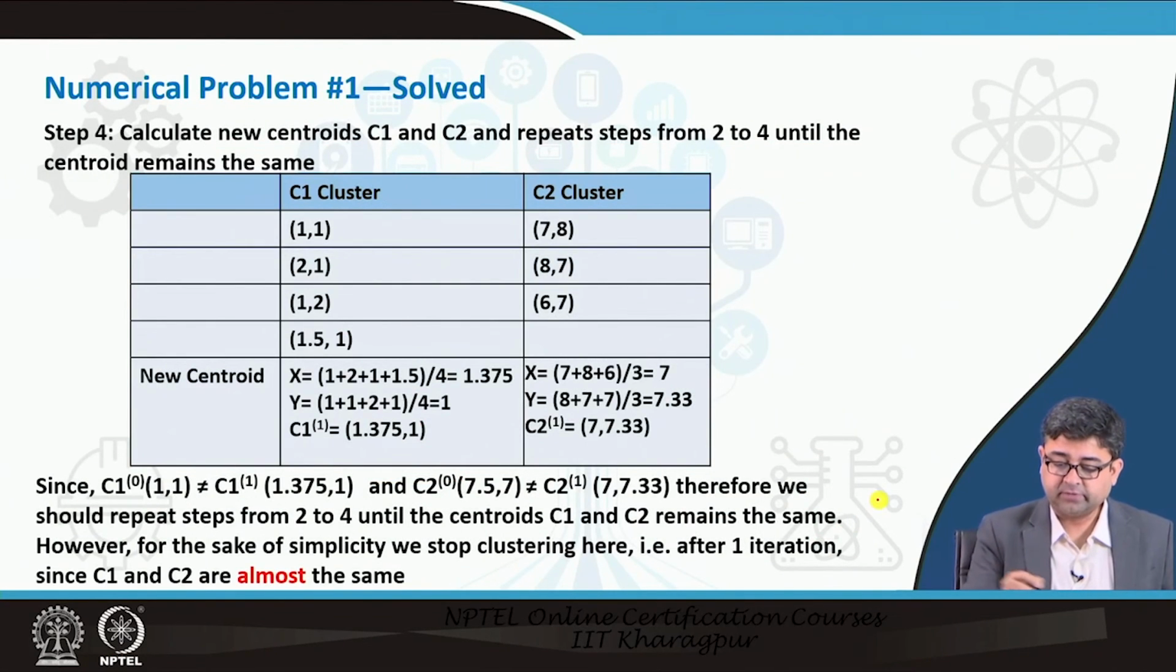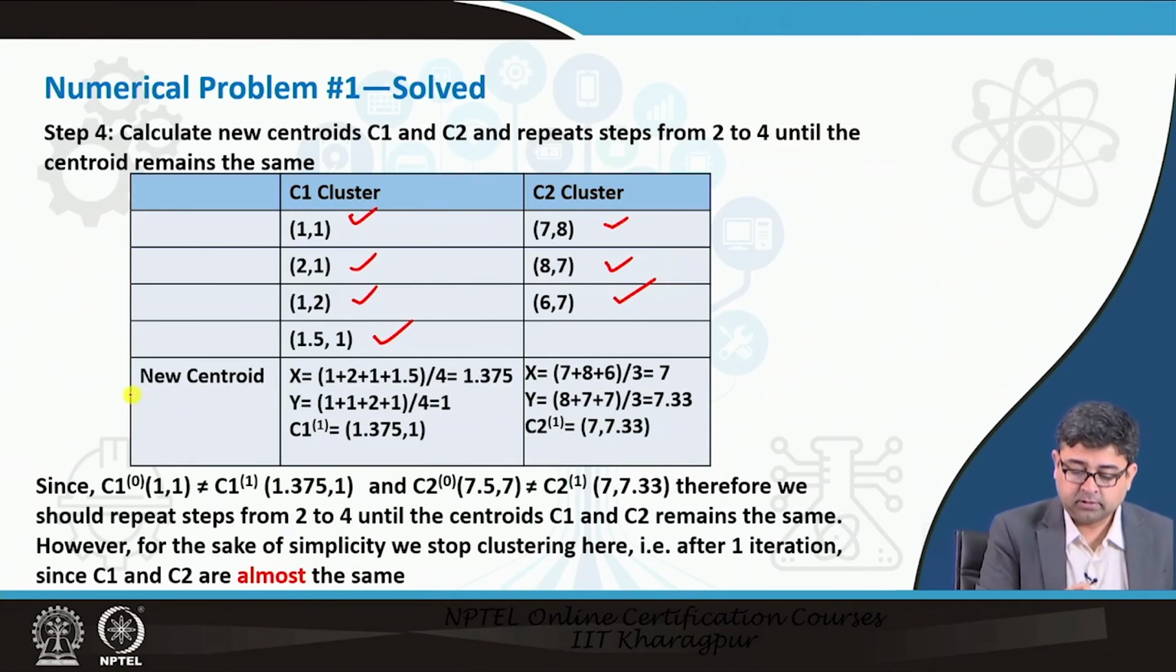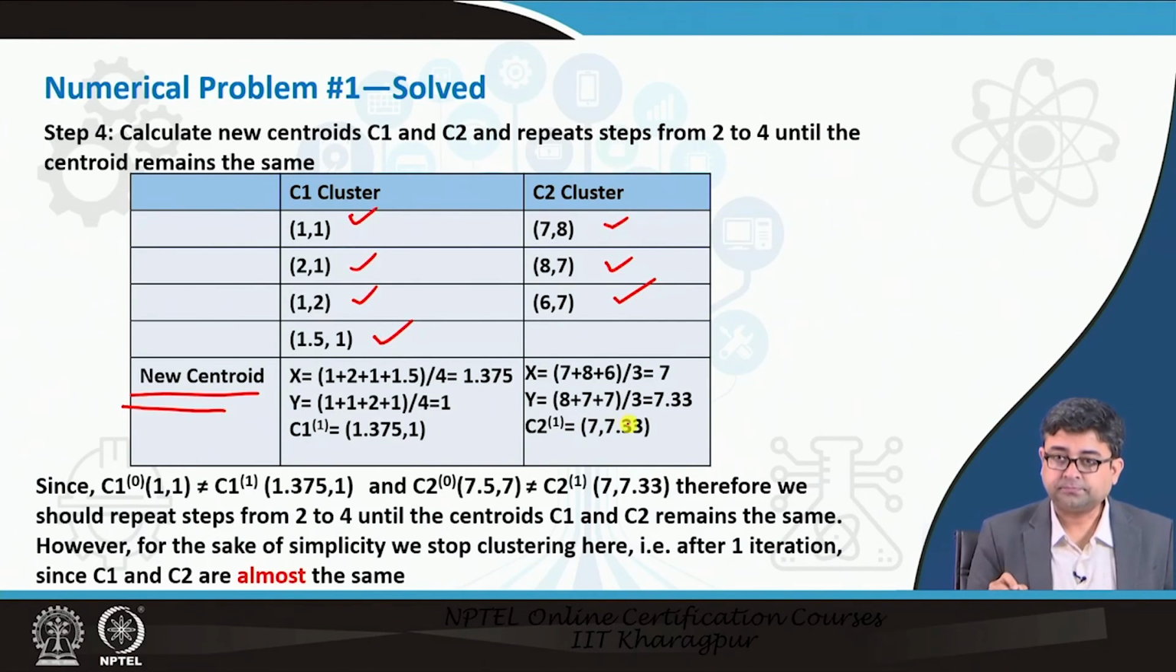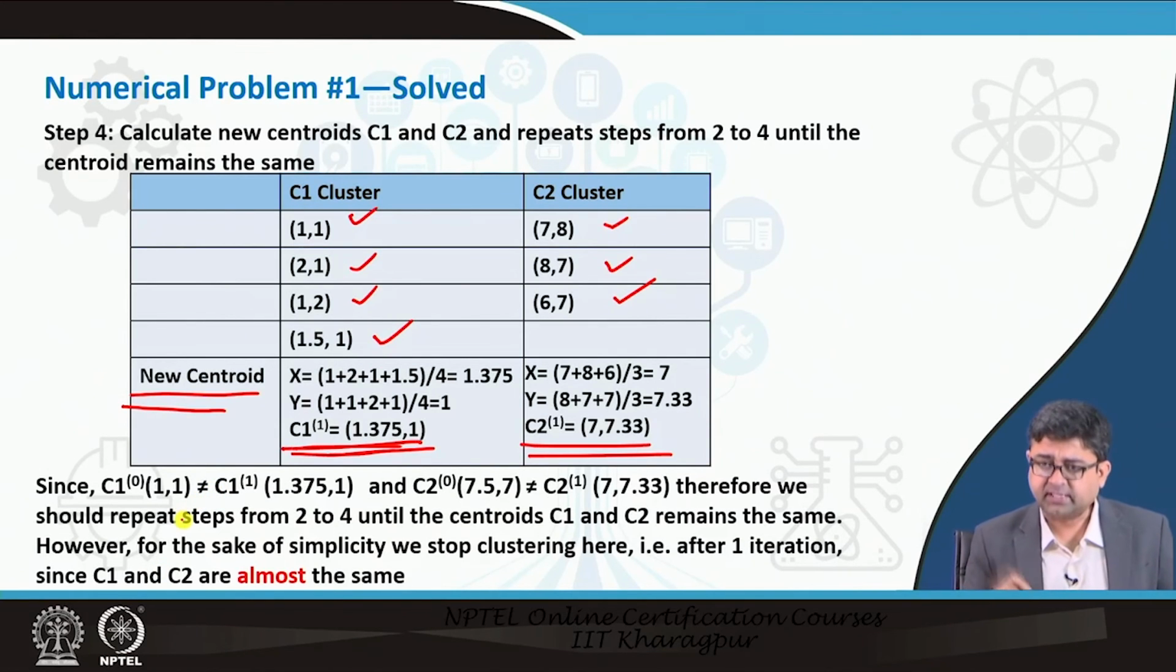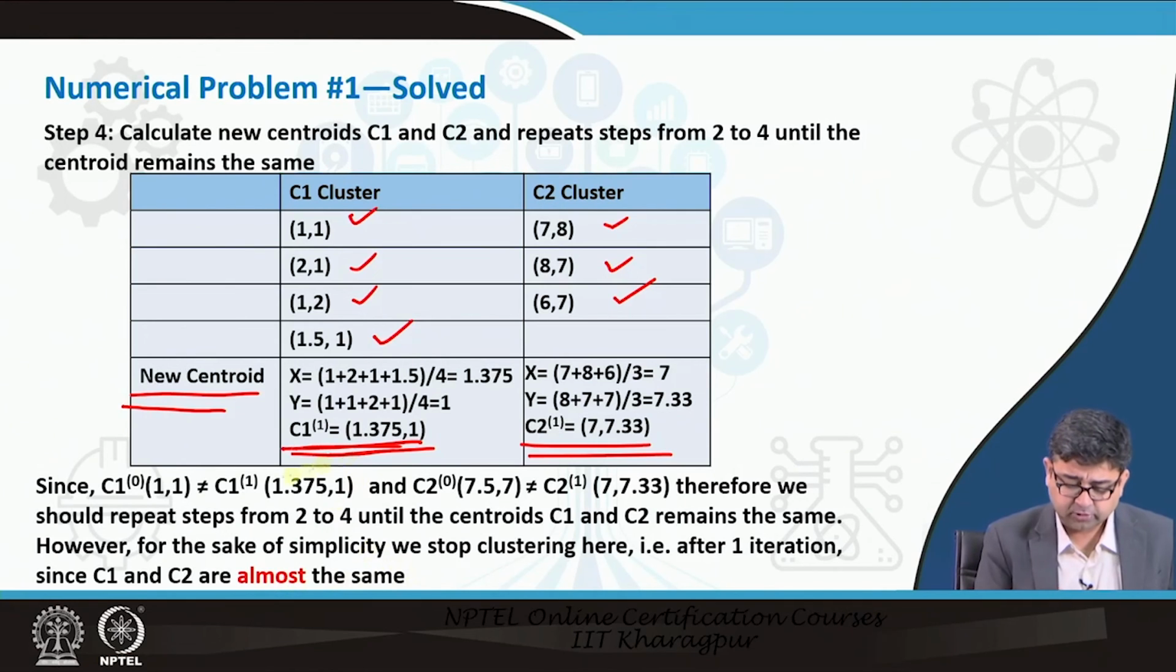Now that you have assigned these points to different clusters, so the C1 cluster has these 4 points and the C2 cluster has these 3 points, then calculate the new centroid for each of those 2 clusters. You had initially assumed 2 centroids, remember, and now you have 2 new centroids. If these 2 new centroids were equal to the initial centroids that you had assumed, then your iteration would stop and you would say that C1 and C2 are 2 distinct centroids. In this case, although they are not, for simplicity for this exercise, we are saying they are almost the same, although they are not really the same.